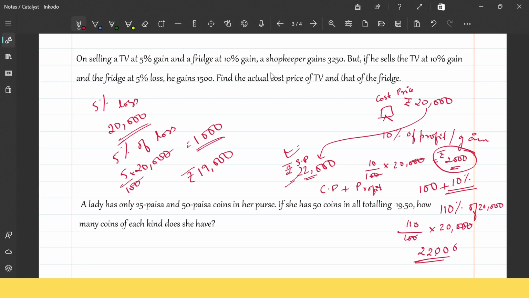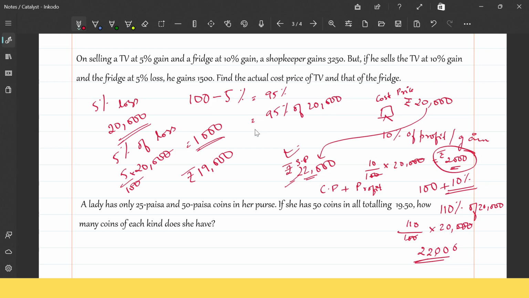Shortcut. Simple thing is, here what did you do? You did 100 plus, because it was a profit, you did 100 plus that percentage. Now because it is a loss, you are going to do 100 minus the loss percentage. What is the loss percentage? 5%. So this will be 95%. Okay, find the 95% of this 20,000.